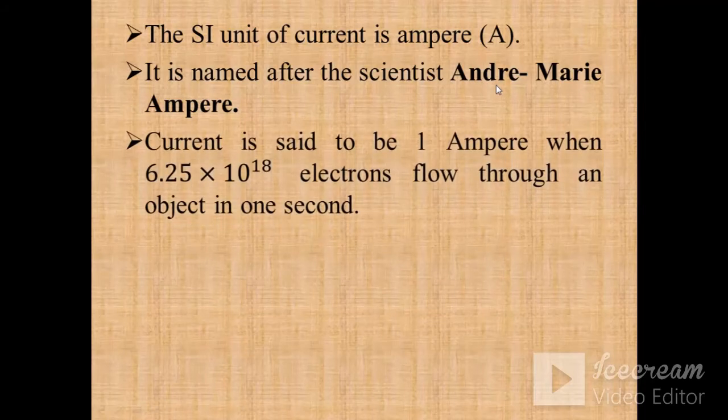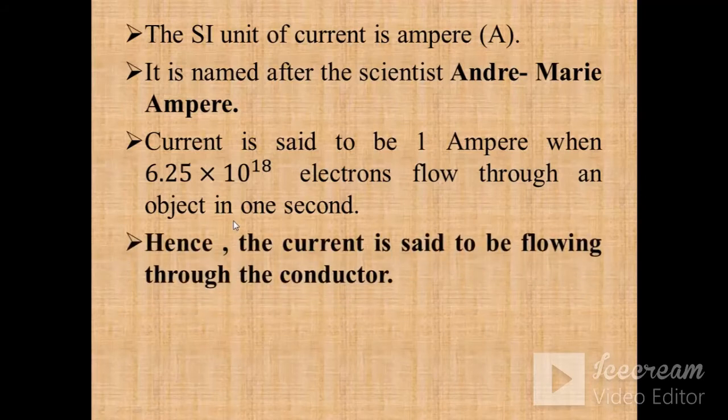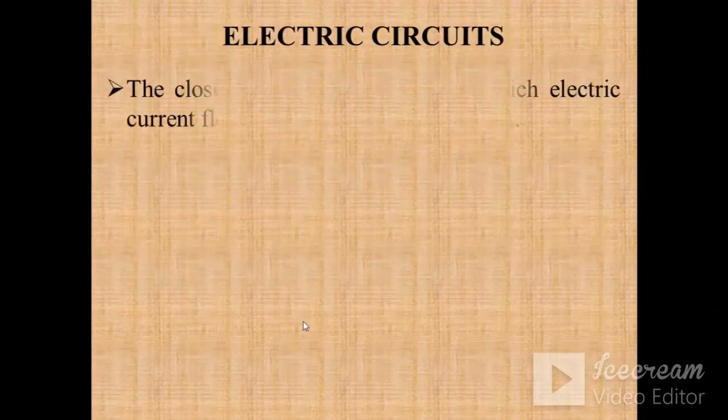Now let's define 1 ampere. Current is said to be 1 ampere when 6.25 × 10^18 electrons flow through an object in 1 second. So you can see this is a huge figure. So we can say that when these many electrons flow through an object in 1 second, then we say that the current through the conductor is 1 ampere. Hence the current is said to be flowing through the conductor.